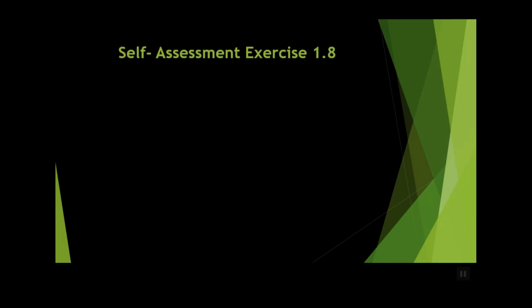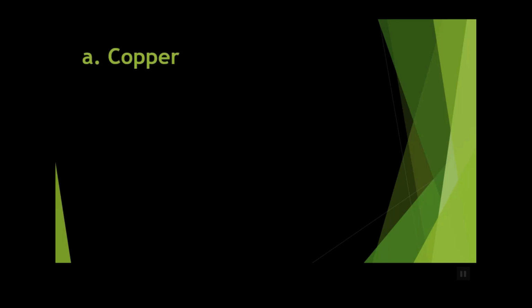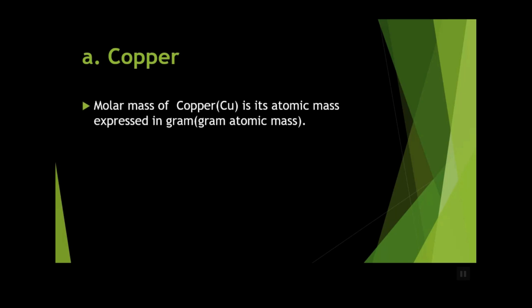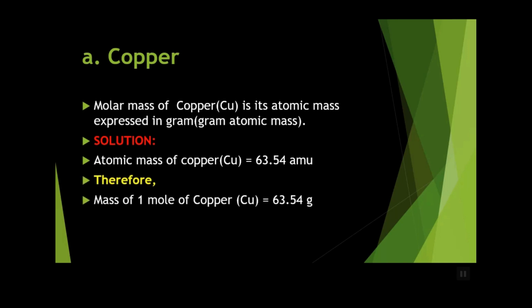Now, self-assessment exercise 1.8. Calculate the mass of 1 mole of copper, iodine, potassium and oxygen. Students, we have 1 mole of these substances, but we have to find the mass. Let's see. Copper. Molar mass of copper is its atomic mass expressed in gram, that is gram atomic mass. Atomic mass of copper is 63.54 AMU. Therefore, mass of 1 mole of copper is 63.54 gram.